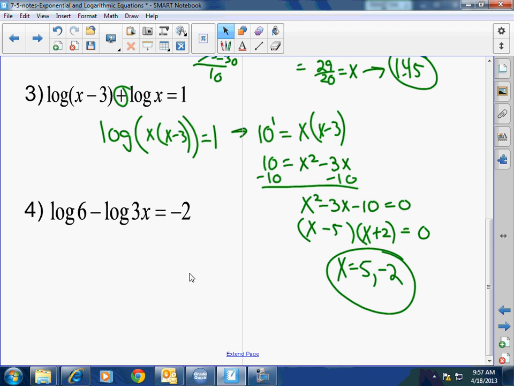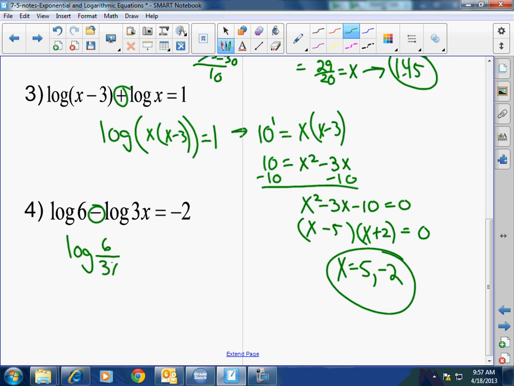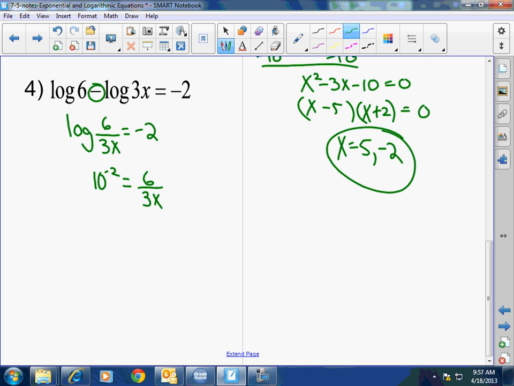Okay, but now that I have log 6 minus log 3x equals negative 2, how can I write this as a single logarithmic function? It's division, right? So I'm going to have log 6 divided by 3x equals negative 2. What's the base of log? 10. Thank you. So I have 10 to the negative 2 equals 6 over 3x.